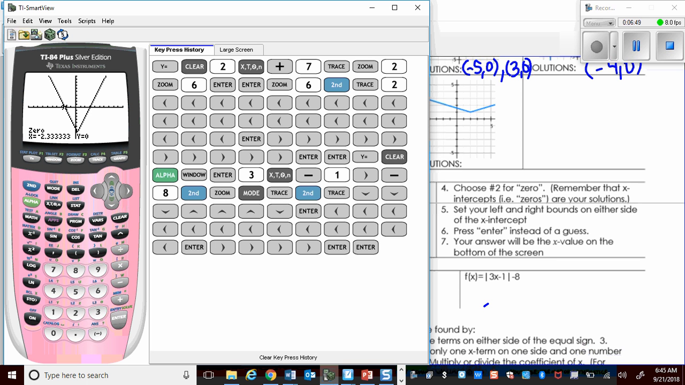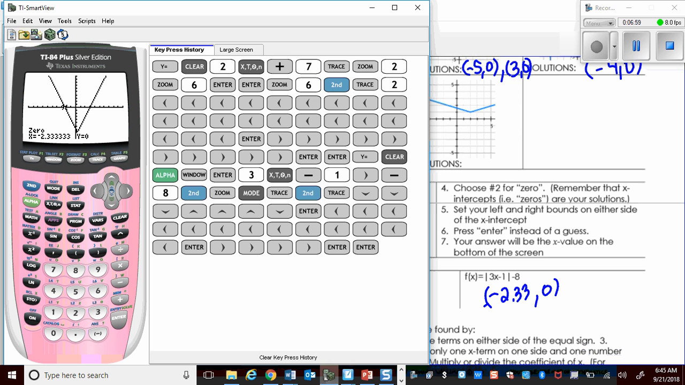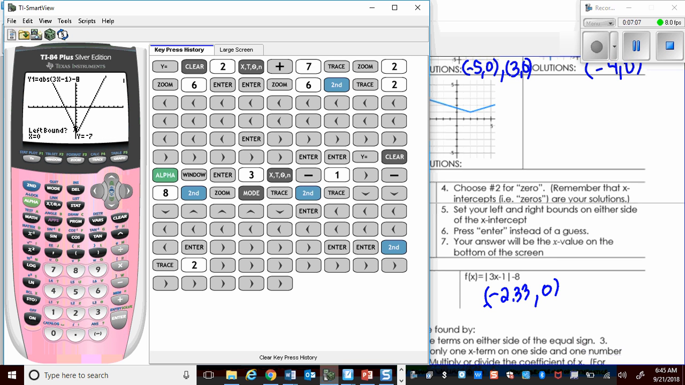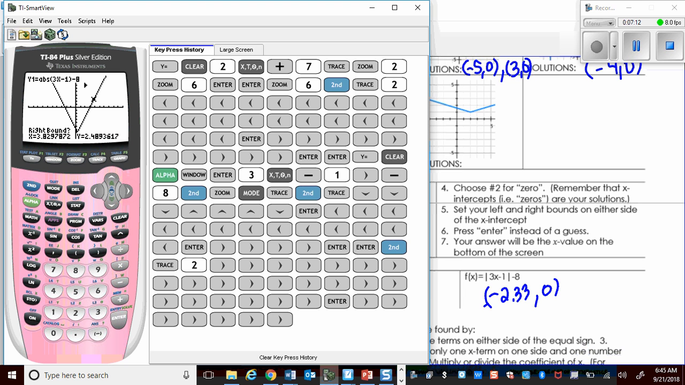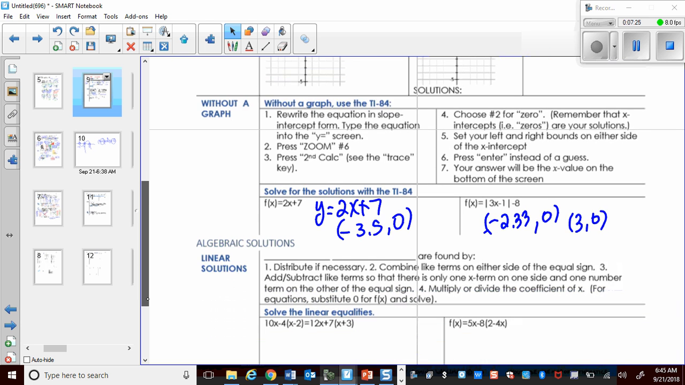And the first one is negative 2.33, comma 0. The second one I'm pretty sure is at 3. So I'm going to go back to second calc and press 2. I'm going to go to the left of that 0, press enter, go to the right, enter, enter. And I have a 0 at 3, comma 0. So I have 2 zeros there. That's how you do it graphically with your graphing calculator.